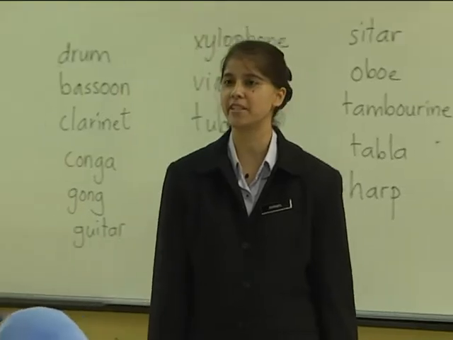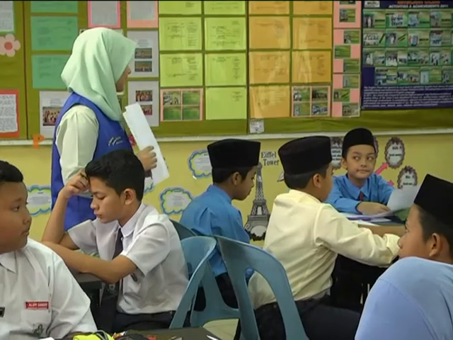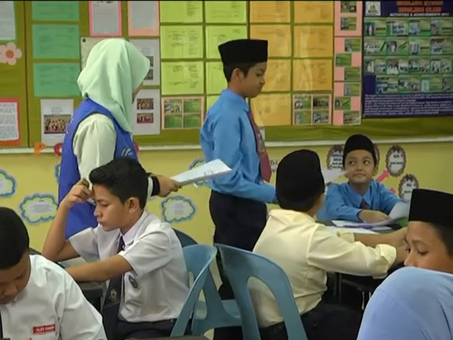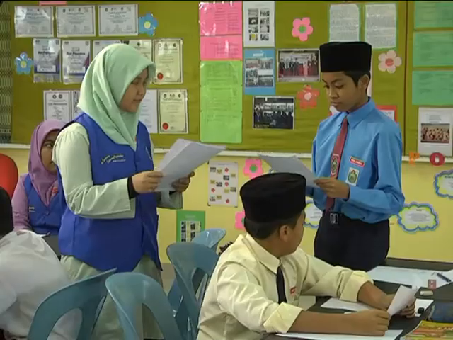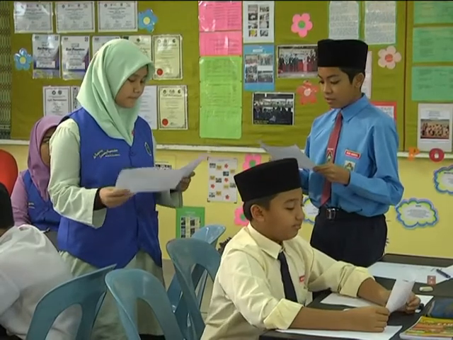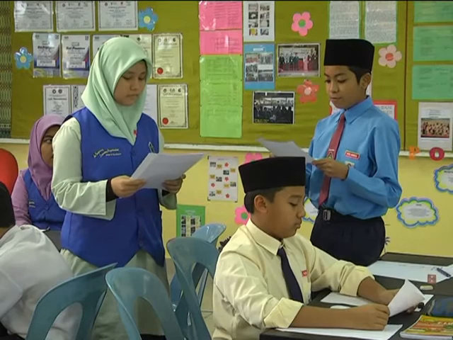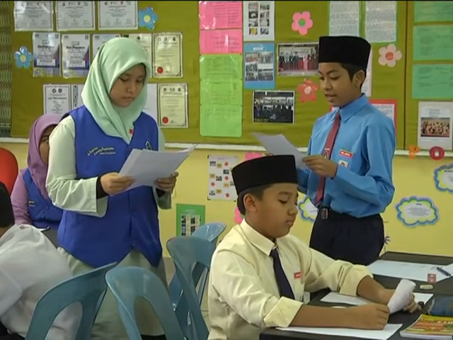Who would you like to pose your question to? I would like to pose my second question to Said from group number 2. Name some instruments in the wind family. Some examples of the instruments from the wind family are the flute, oboe, clarinet and bassoon.